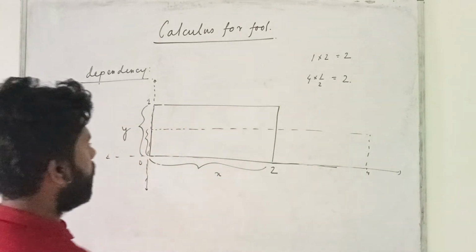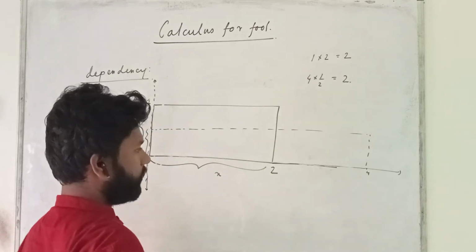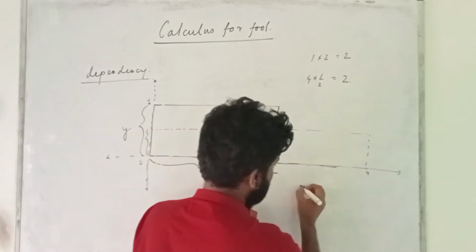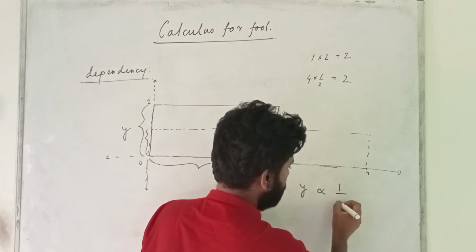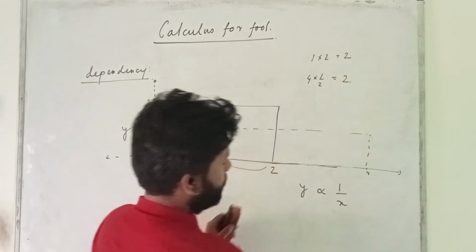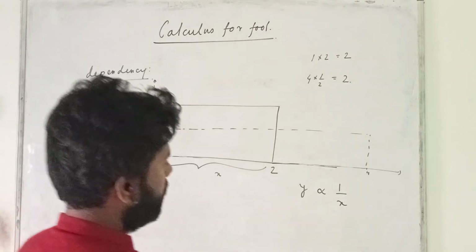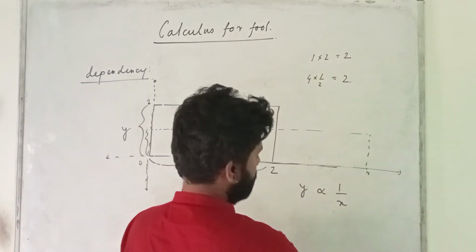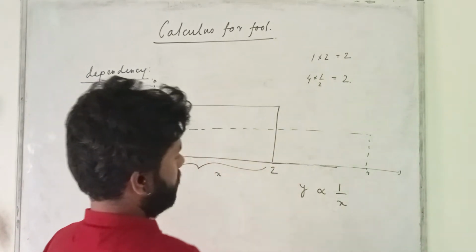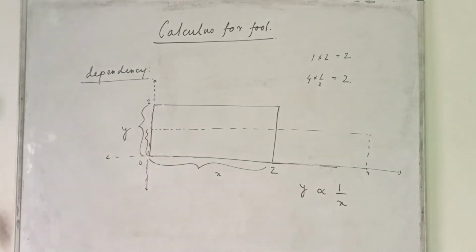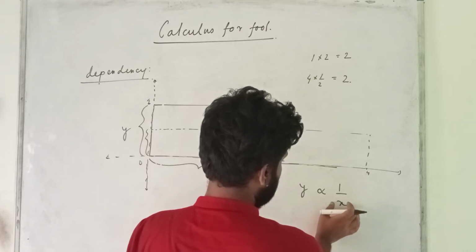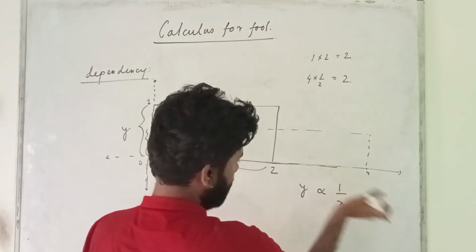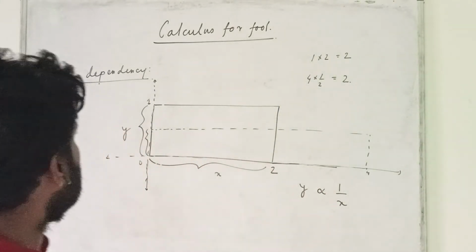If the length is called x and the breadth is called y, you just write y proportional to 1 by x. So it's inversely proportional to x, because if the length is increased, the breadth should be decreased by a restriction, right? It is a dependency, right? X depends on y or y depends on x, right?